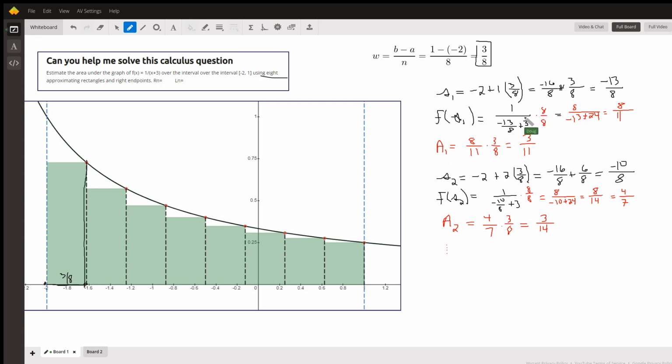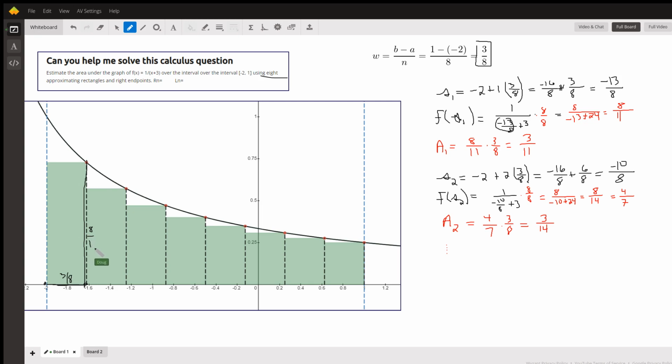So here's -13/8 plugged into that function, 1 over x plus 3. That's a complex fraction, which is easily reduced by multiplying numerator and denominator of the big fraction by 8. So 8 in the numerator, 8 times -13/8 is -13, 8 times 3 is 24. So the height of this rectangle is 8/11.